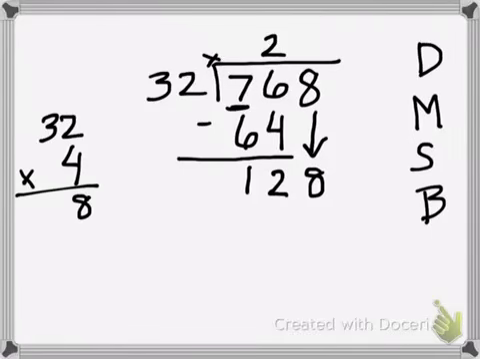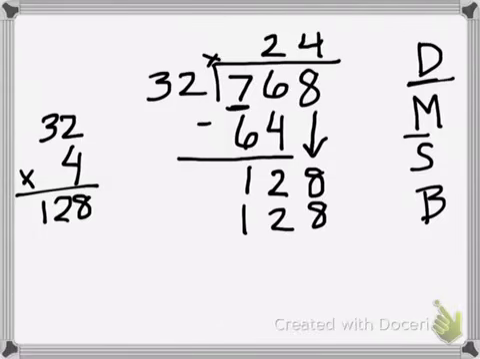4 times 2 is 8. 4 times 3 is 12. So 32 can go into 128 4 times. That was the division step. My next step is to multiply 4 times 32. In this case, it got me exactly 128. When I subtract those, I'm left with 0. There's nothing to bring down because that was the last digit in the dividend. So my answer to 768 divided by 32 is 24.